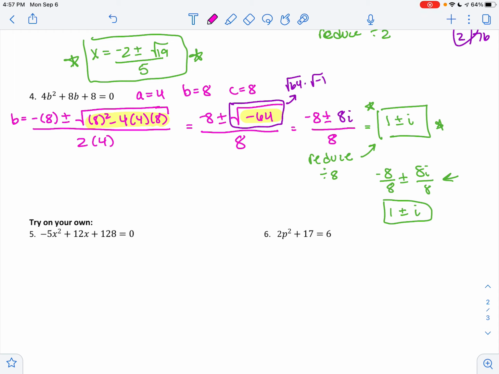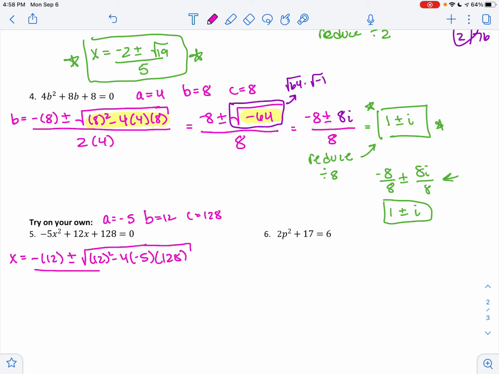For example 5, this one is in standard form. Here in this problem, A is negative 5, B is 12, and C is 128. The variable that we are solving for is x. So I'm going to have x equals negative b plus or minus the square root of b squared minus 4 times a times c all over 2 times a.